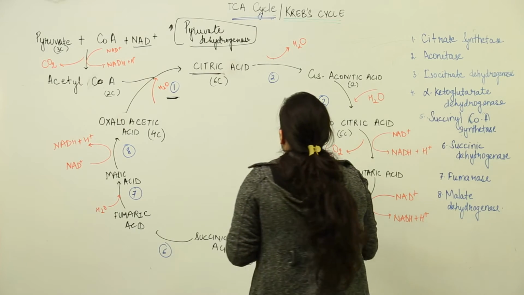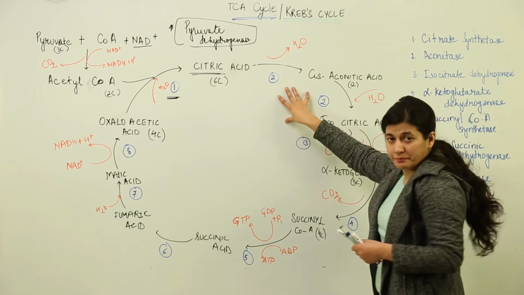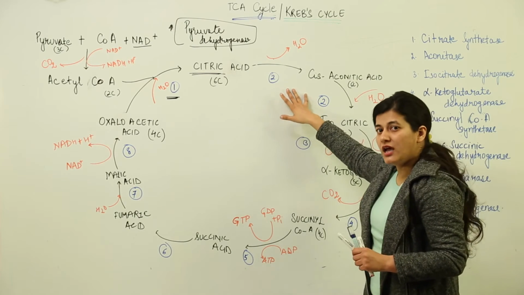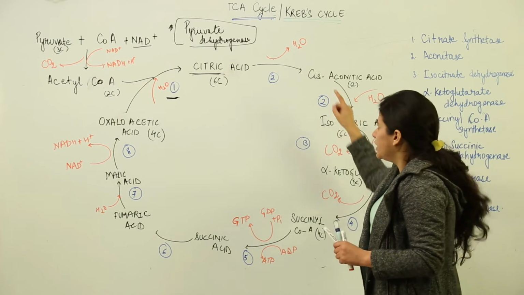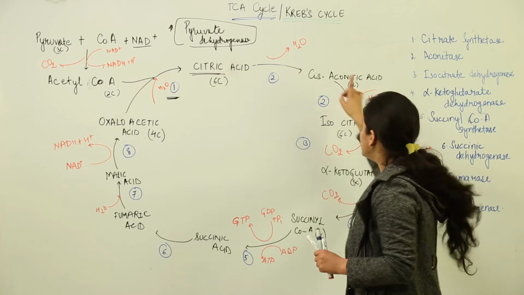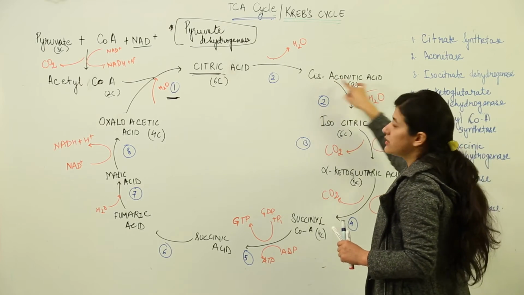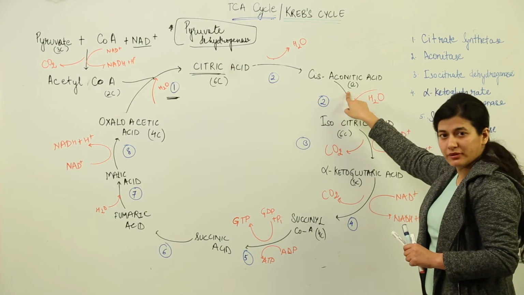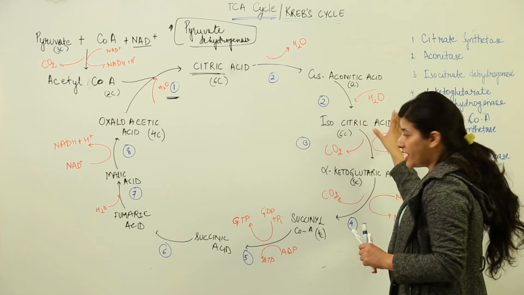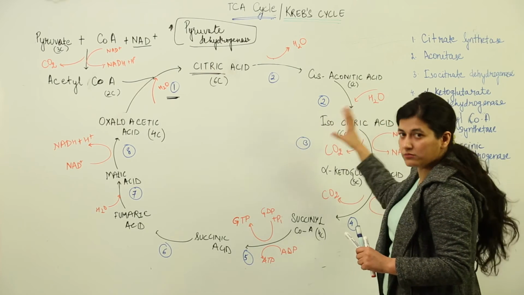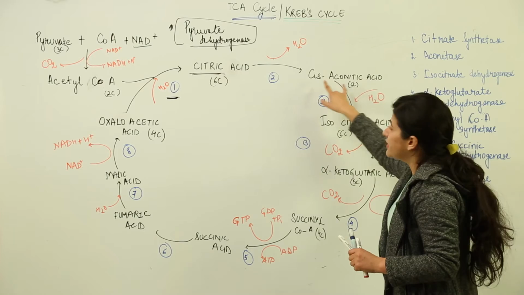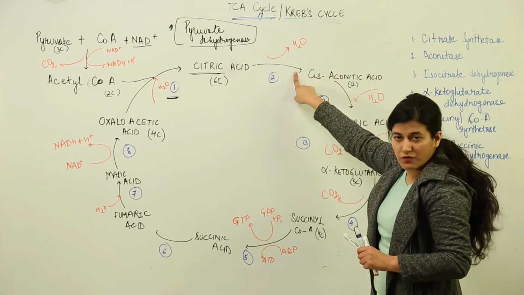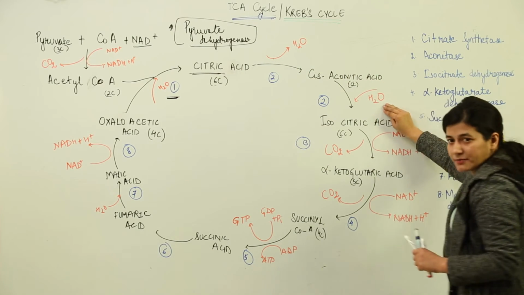Now the citric acid, in the presence of another enzyme, aconitase, undergoes 2 isomeric changes, one with loss of water and the other with gain of water. It becomes cis-aconitic acid, which is again a 6-carbon compound. Nothing has changed. No carbon dioxide or any carbon compound has been released. So it becomes cis-aconitic acid by loss of the water molecule. Here it takes up the water molecule.